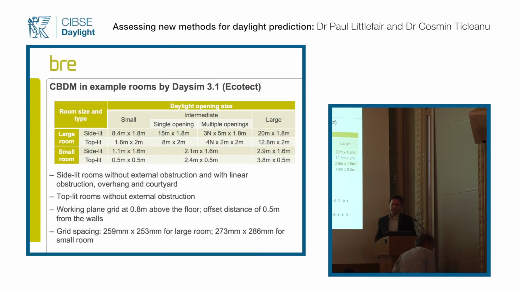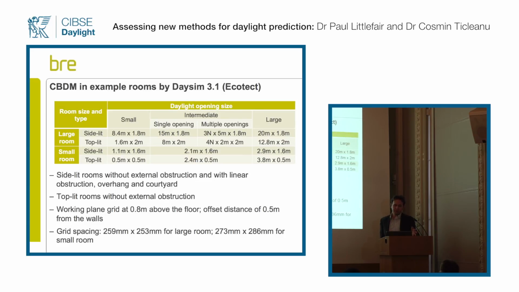Okay, so basically in this phase of the project, we used the same example rooms as those used previously when we calculated Lenny, and we used these rooms in DaySim. So we calculated daylight using DaySim 3.1 under Ecotect as well. That's a table which presents the various room sizes, types, and daylight opening sizes.